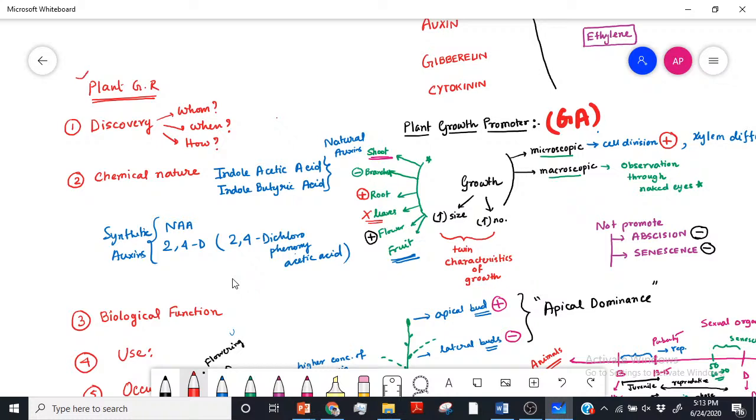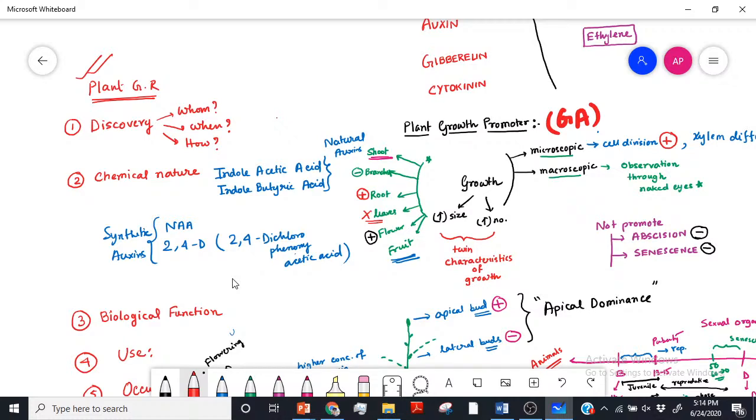Whenever we are going to talk about a plant growth regulator, we will discuss it in 5-6 points. The first point is the discovery. In discovery, you have to write who discovered the hormone, when he or she discovered it, and how it was discovered, whether it was an accidental approach or a guided approach. Like auxin discovery was an accident. You have to know the story, what happened actually. So this you're supposed to do on your own.